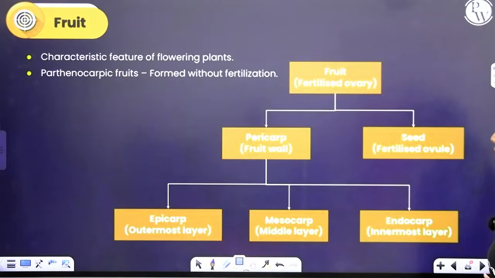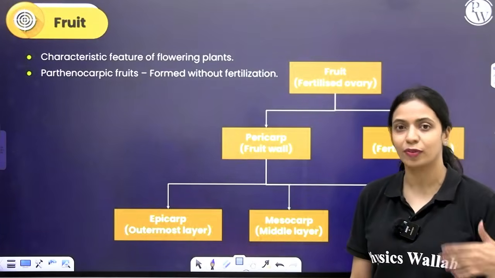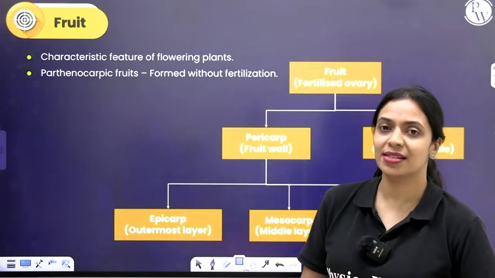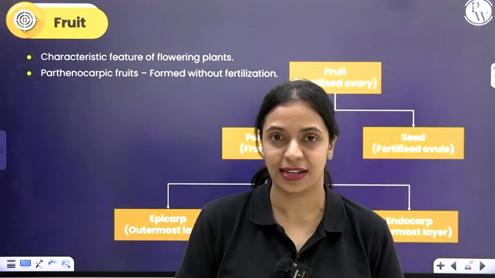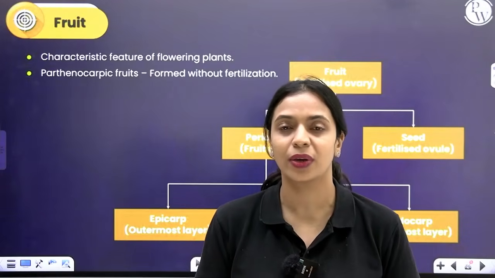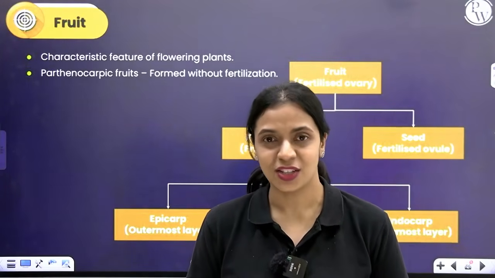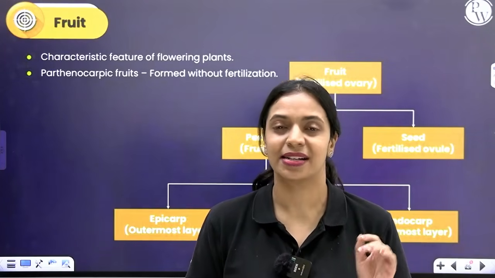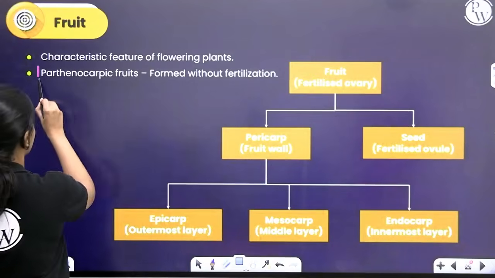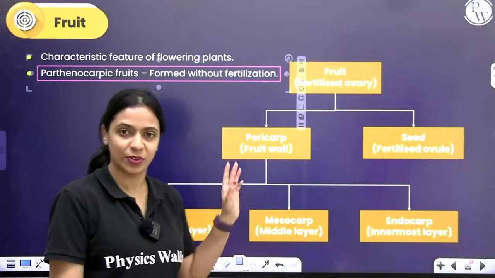Now, we've spoken about the flower. Everything about the flower is over. We have to talk about the fruit and seed. What is a fruit? Fruit is a fertilized ovary. After fertilization, the ovary itself will develop into the fruit. Sometimes fruits form without fertilization also. In such cases, seeds will not form, and such fruits are called parthenocarpic fruits if they form without fertilization. But generally fruits are formed with fertilization.